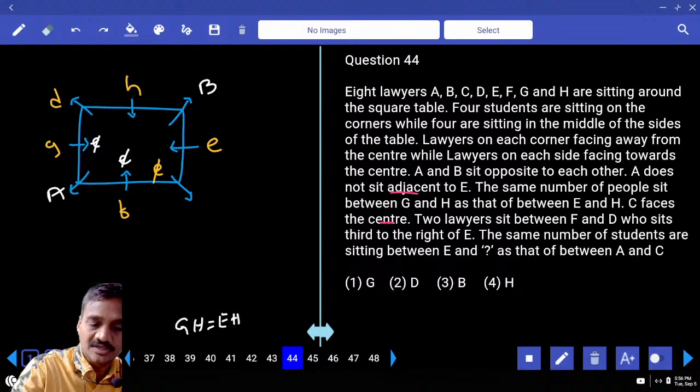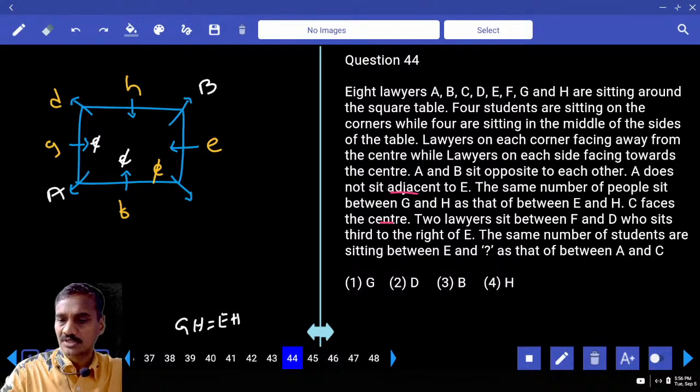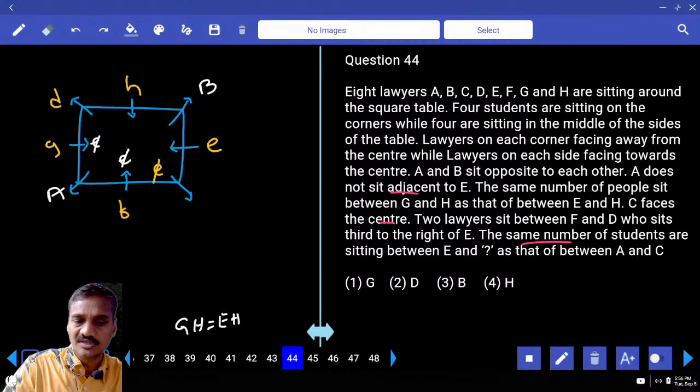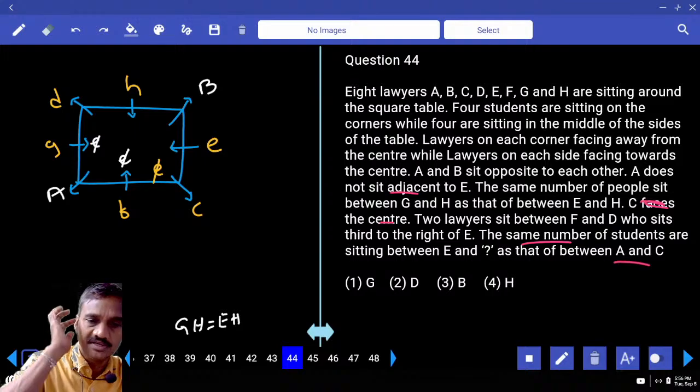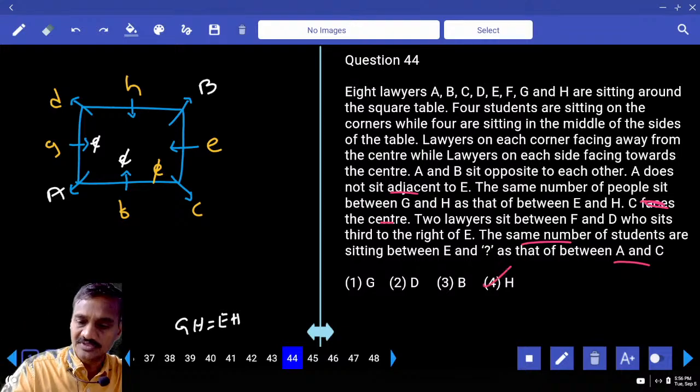Then E and H and E and H. Now if you take E and H at this place, E and H and G and H. Then the question is about the same number of students in between A and C. Finally C must be at this place, isn't it? And C faces the center, this is invalid. Then if C is here, the number of students in between A and C, how many are there? 1. And same as E and F and H, out of which H is given in choice 4. Done.